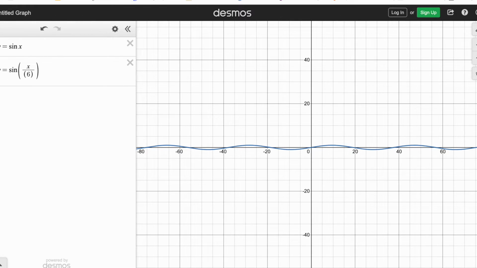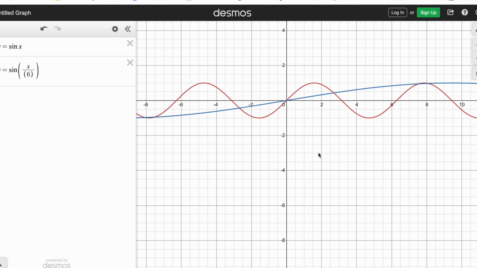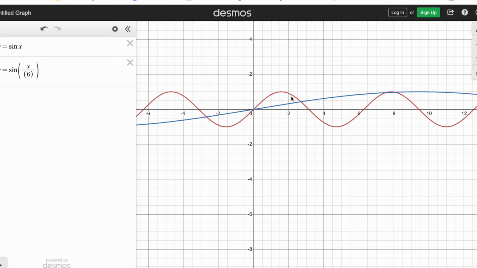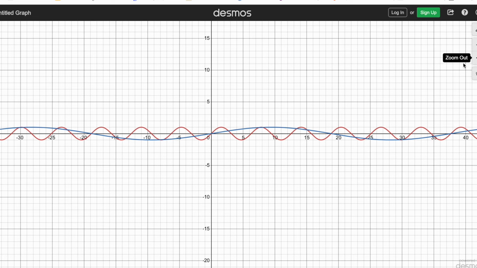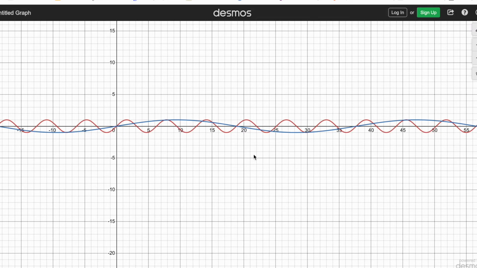Where the original sine graph, if we zoom way in here, we could see that it takes a little over 6 units for it to get back, which 2 pi is about 6. So that kind of makes sense there. So anyway, again, I just wanted to show you with an actual graph instead of me just drawing one over the other one, how these actually compare.